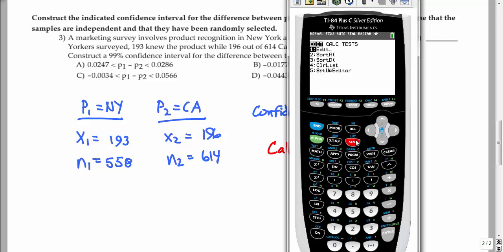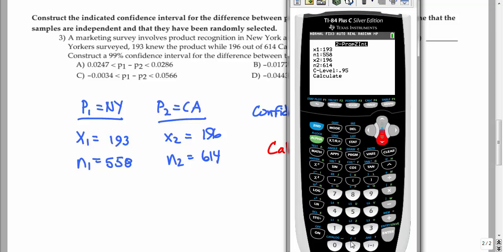So we have stat, tests, and again we're looking for intervals, so we want that 2 and then that int. So 2 proportion, there's 1 proportion. So here's our 2 proportion z interval. So that's the one that we want here. So let's go ahead and put in our data. 193 is my x1, 558 is my n1, 196 is my x2, 614 is my n2.